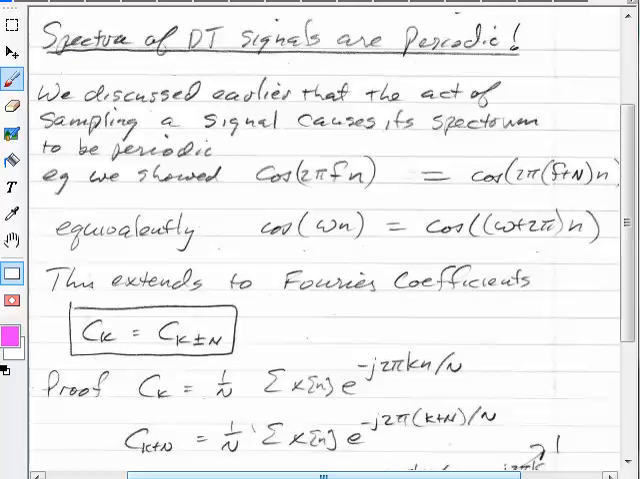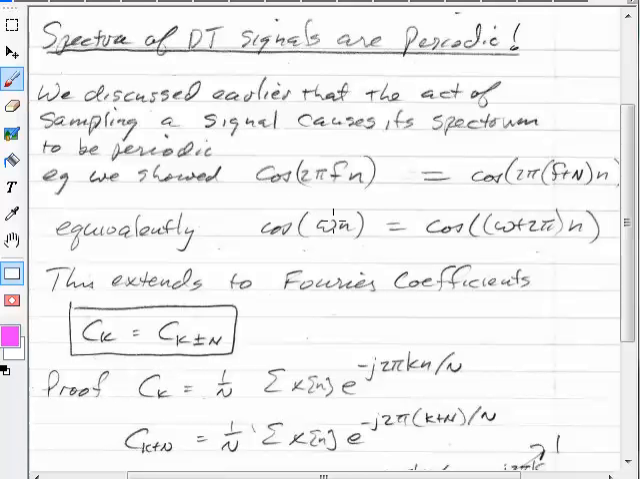All right, I said that the spectrum of discrete time signals is periodic. And I'm going to prove that right now, just so you get an idea where that comes from. Again, here's the bottom line: the spectra of all discrete time signals are periodic. We showed in class that it works for a sinusoid. For a sinusoid, if we take f and replace it with f plus n, we get the same result. So clearly, for a sinusoid, it's periodic.